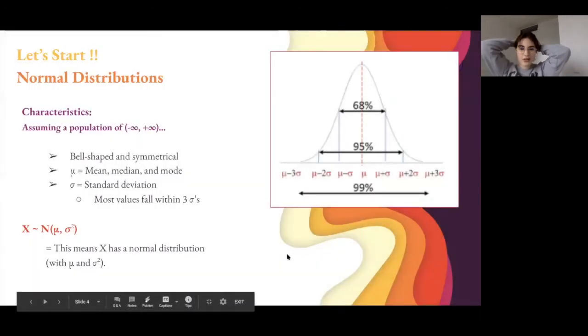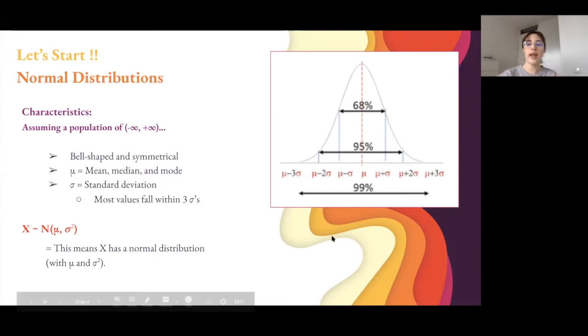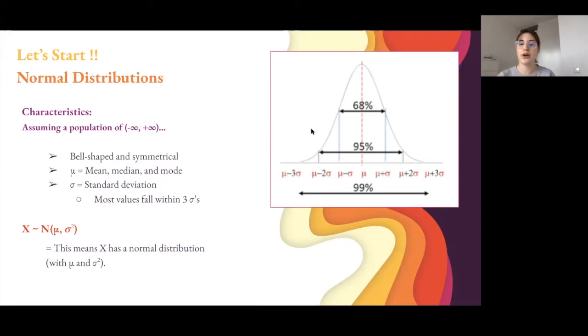So starting with normal distributions. We have some basic characteristics of a normal distribution. In this case, we're assuming that the population has an infinite sample. This is when we use mu and we use sigma. And the mu represents the mean, median, and the mode. And the sigma represents standard deviation. And if you see a sigma squared, that means variance, because as we know, variance is just standard deviation squared, and standard deviation is just the square root of variance.